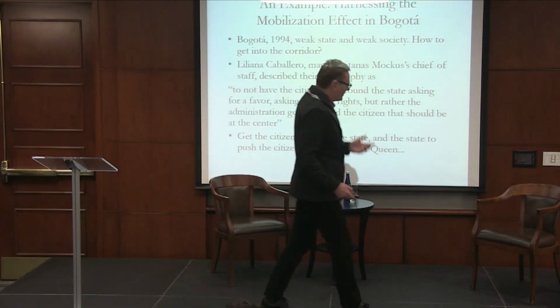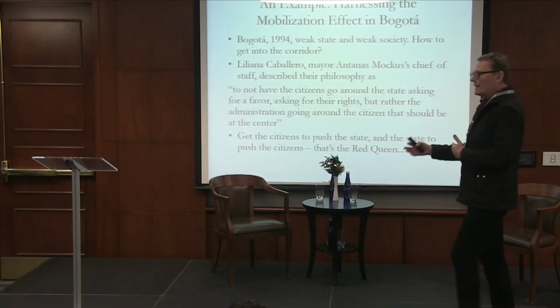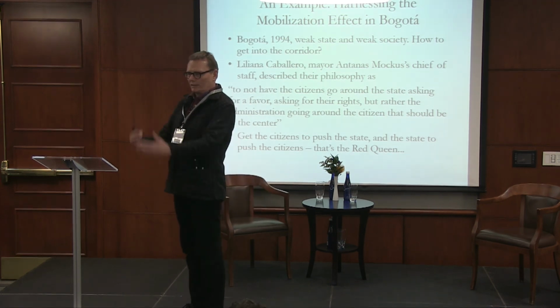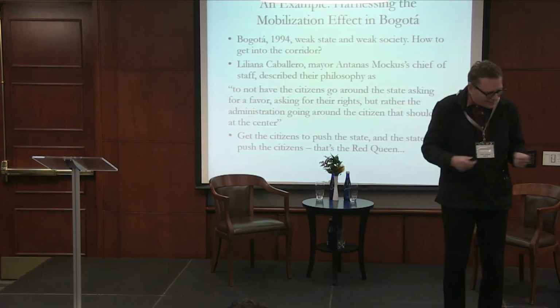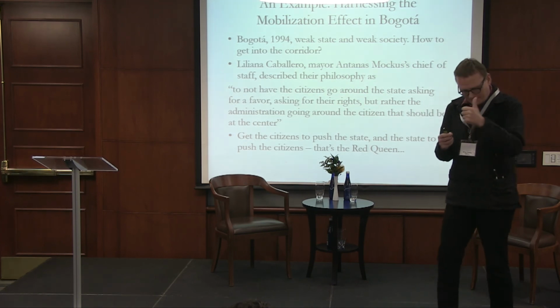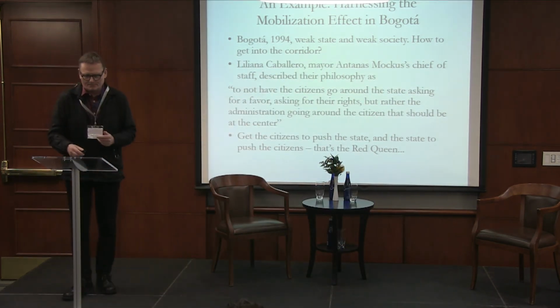So Liliana Caballero, who was his chief of staff, has a quote I like a lot: not to have the citizens go around asking for favors, but asking for their rights. Don't have the citizens circling around the state. Have the state circling around the citizens. So it was an interplay between reforming state institutions, but getting society to push at the same time. Okay, so that's the image that I want to get into your heads, and it's that interaction that generates these inclusive political institutions that create this productive combination, and solves this problem of what I call the difficult combination. All right, and I'll shut up.